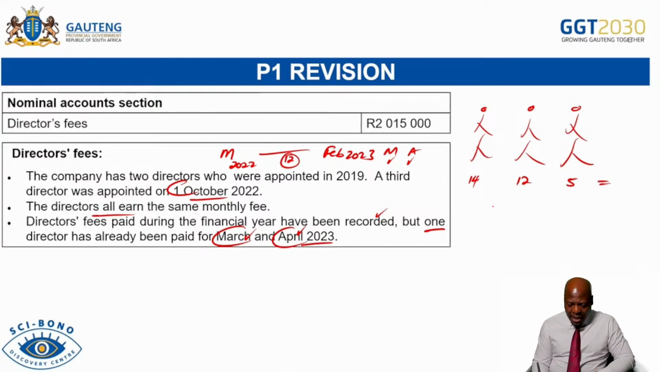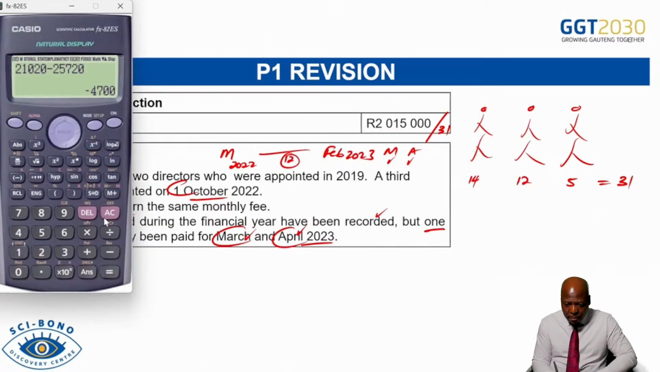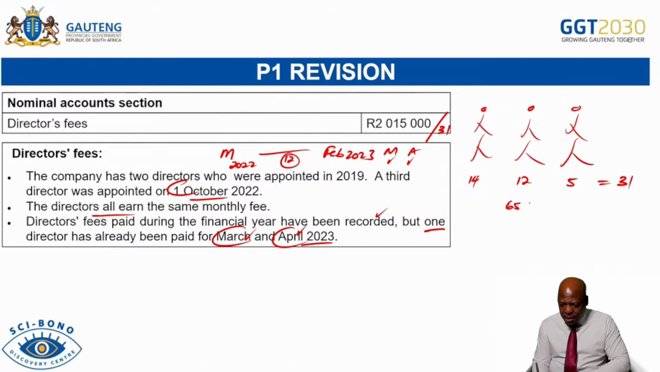So we're going to add everything now. It's going to be 14 plus 12. That is 26 plus 5. That gives you 31. So in total, we've paid director's fees for 31 months. That simply means if I take my director's fees of 2,015,000, I divide that by 31. Let's see how much that is going to give me. That's going to give me 65,000. That means each director is getting 65,000 per month.